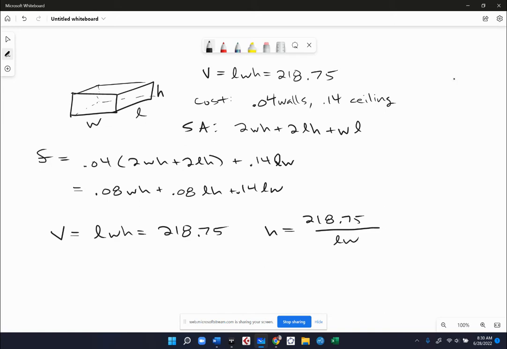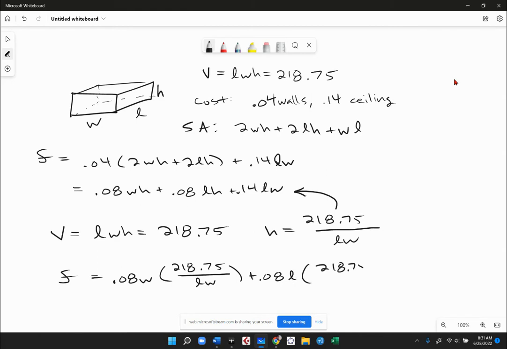Okay, and then I have to sub that back into, so that's going to go back into here, which is going to reduce this to an equation of only 2 variables. So F becomes 0.08 times W times 218.75 over LW plus 0.08 times L times that same quantity, 218.75 over LW. We'll get some stuff to cancel there, plus 0.14 times LW.